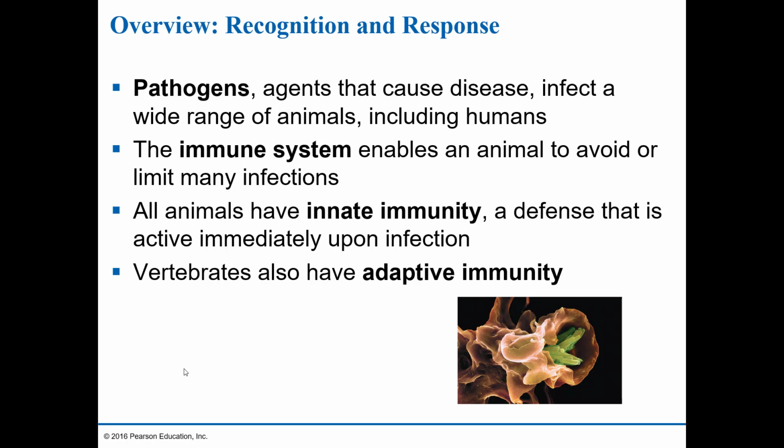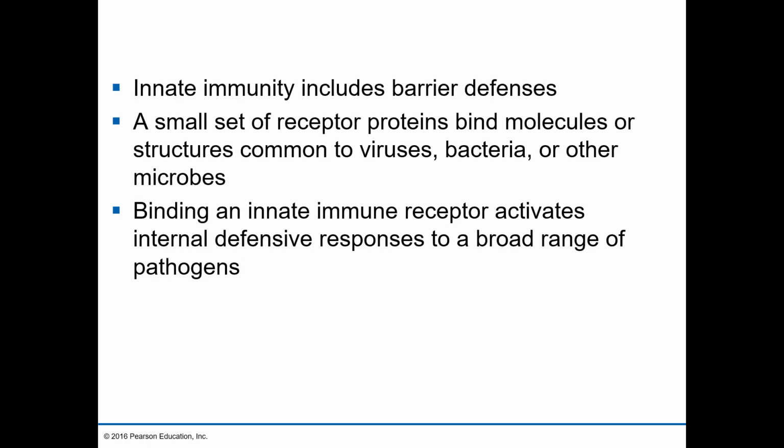We have animals, mammals in particular, but all animals have something called an innate immunity, which is a defense that acts immediately upon an infection. Vertebrates are very special because we also have something called adaptive immunity. So innate immunity would include barriers of defense.